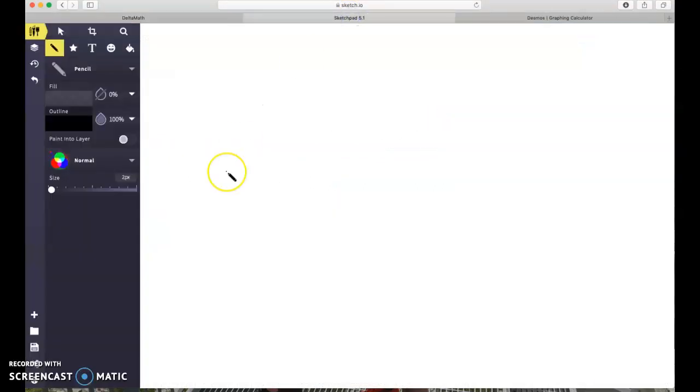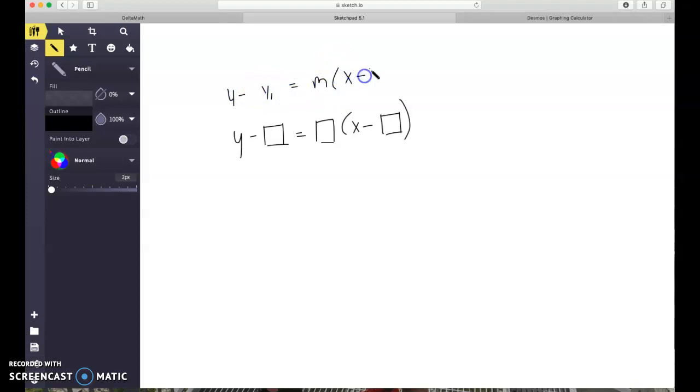Just a reminder, point slope form, right, is that y minus your y coordinate equals your slope times x minus your x coordinate, right? y minus y1 equals m times x minus x1, right? And that's when you're using the point (x1, y1).